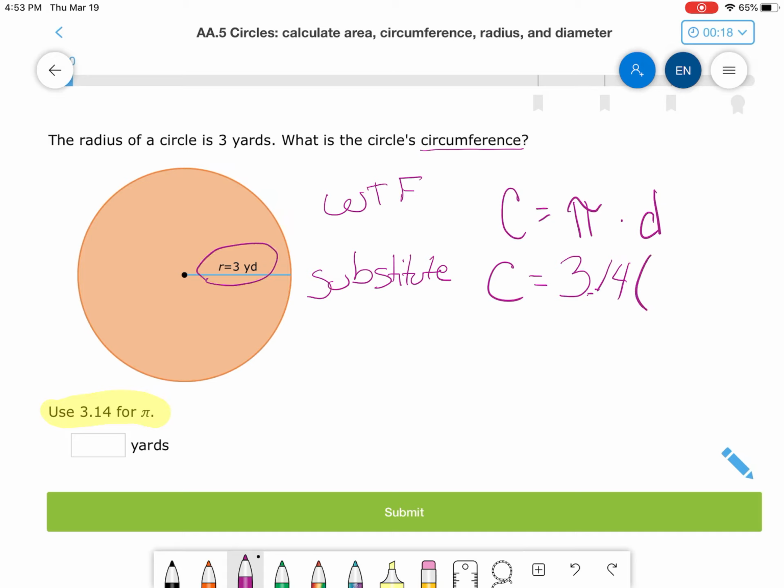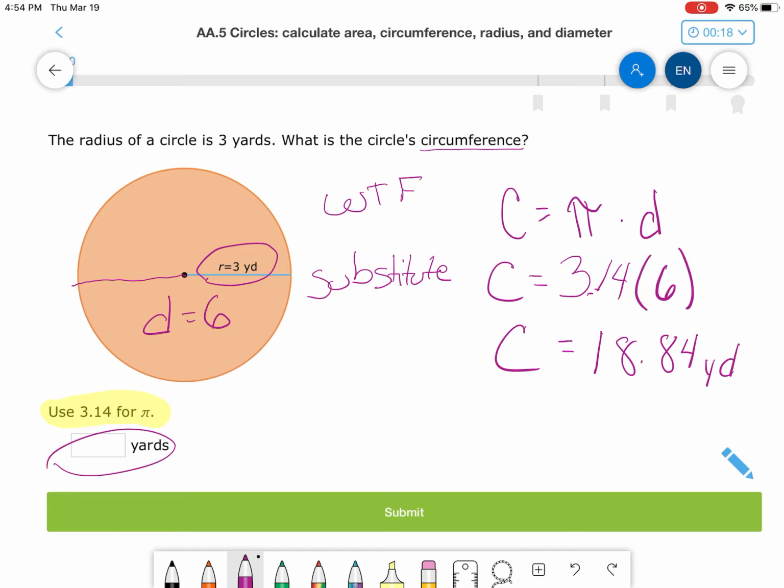This picture gives us the radius, which is only halfway across the circle. In order to find the diameter, we need to know what it is all the way across, which is twice the radius, so the diameter is equal to 6. I'm going to plug that in here. I'm going to multiply 3.14 times 6, and when I do that on my calculator, I get 18.84 yards, and that's what you would plug in here.